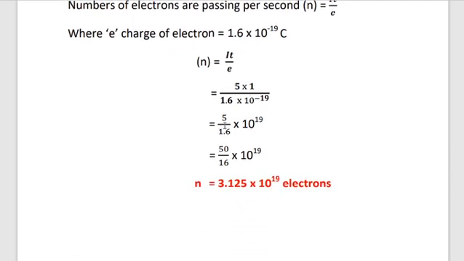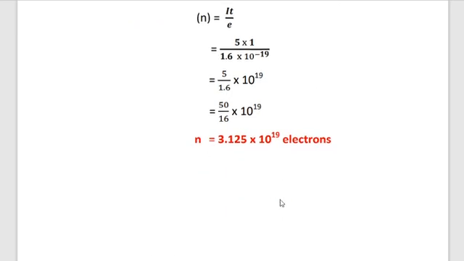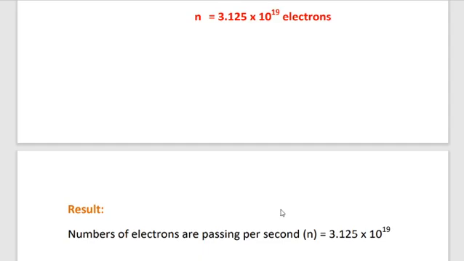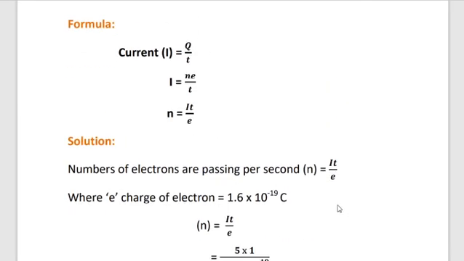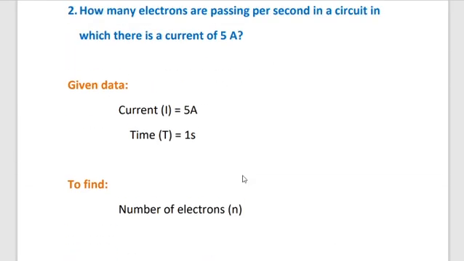So 5 into 1, 5. 5 by 1.6 into 10 power minus 19 comes to the numerator, meaning 10 power 19. So multiply by 10 on both sides: 50 by 16. 50 by 16 is equal to 3.125 into 10 power 19 electrons. So the result: the number of electrons passing per second is equal to 3.125 into 10 power 19. This many electrons pass through the particular wire when 5 ampere current flows.